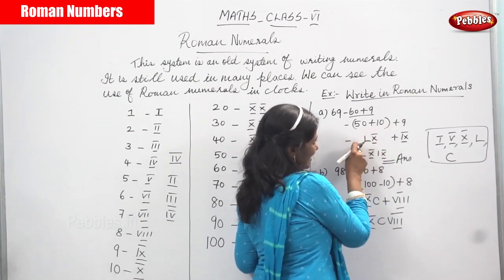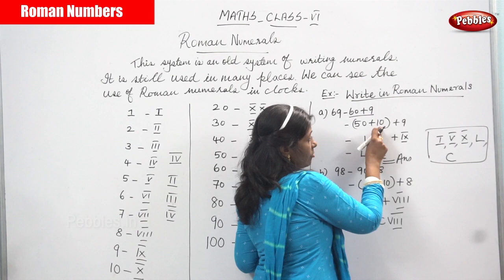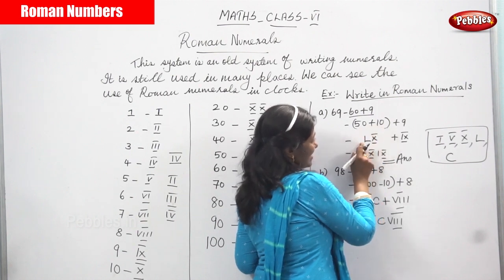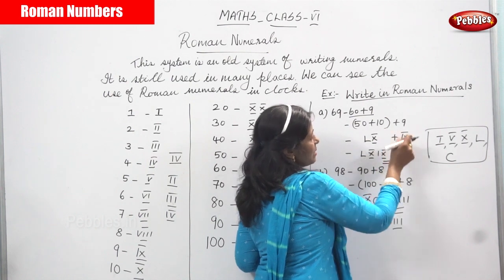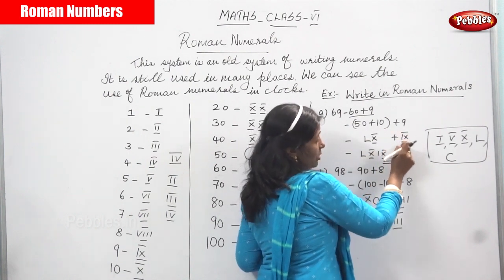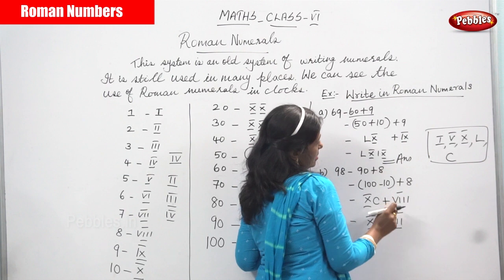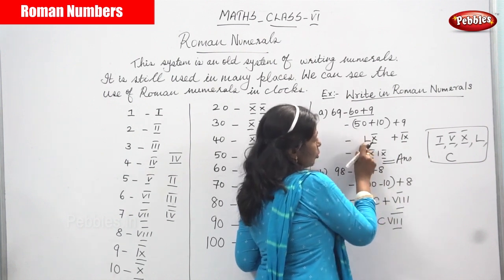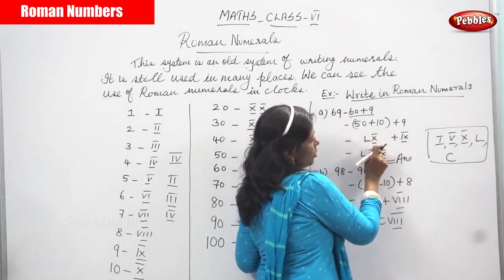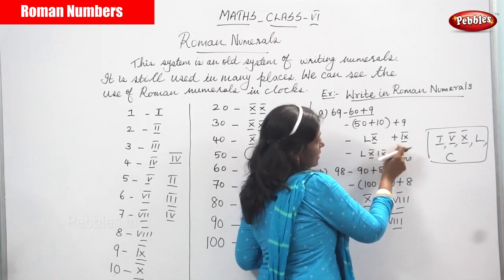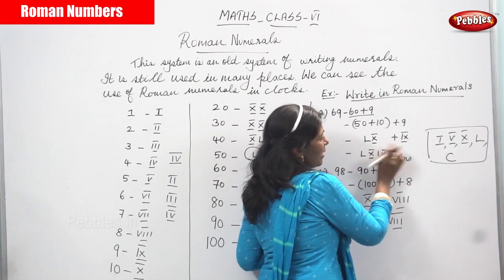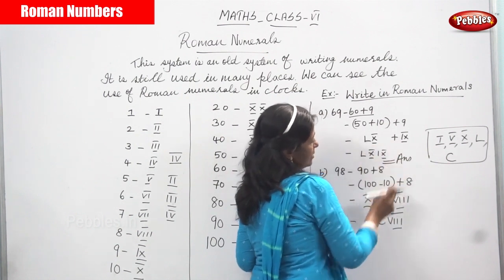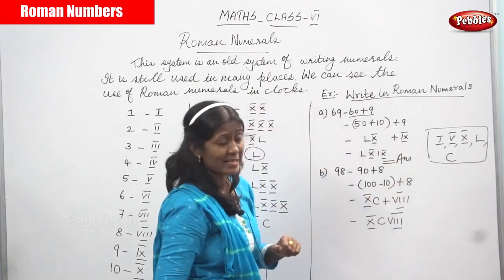50, what is the number? L. And 10 is X. Then plus 9 means, not 1, I and X. So 50 means you have to write L, and 10 means you have to write X, and after that 9 means I and X. So after that you have to combine together and write LXIX. This is the answer for 69.